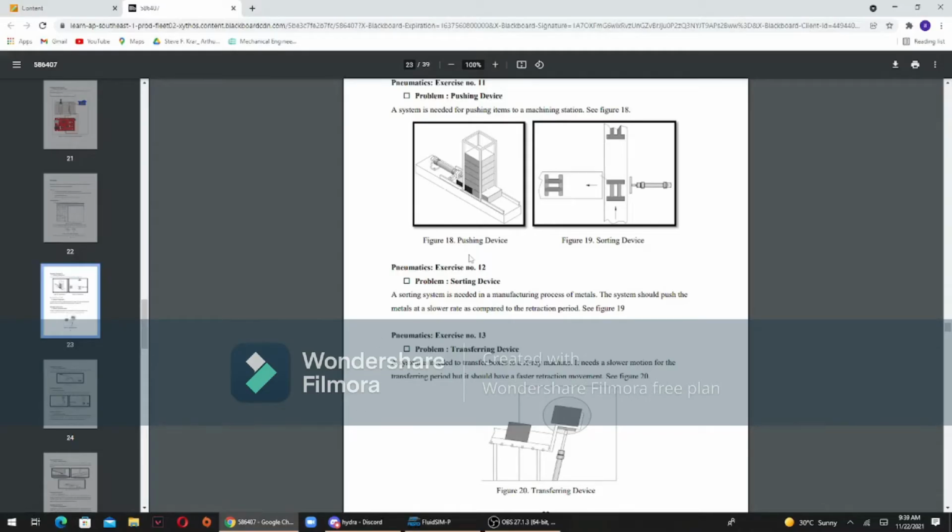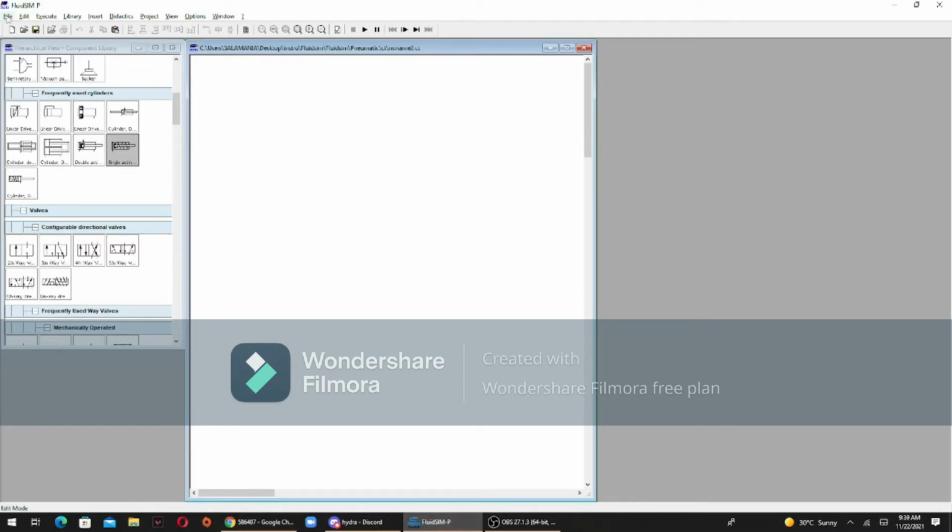For exercise 12, sorting device, a sorting system is needed in a manufacturing process of metals. The system should push the metal at a slower rate as compared to the retraction period, as you can see in figure 19. Here is how to make a schematic diagram of a sorting device.